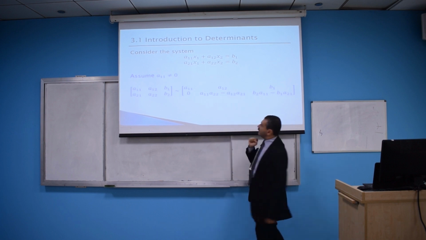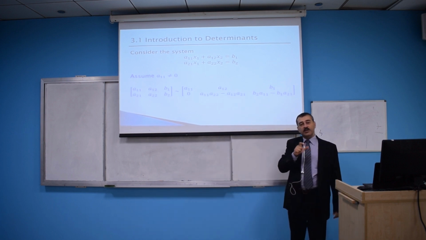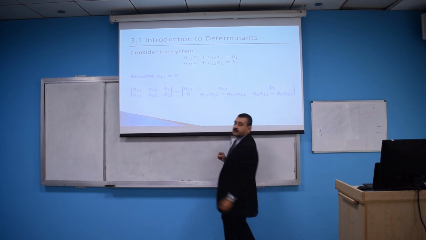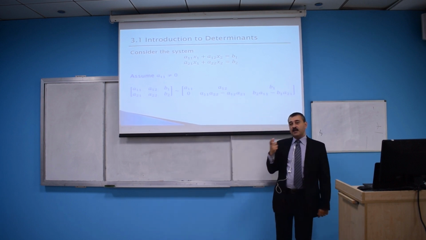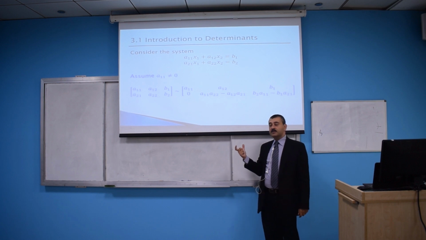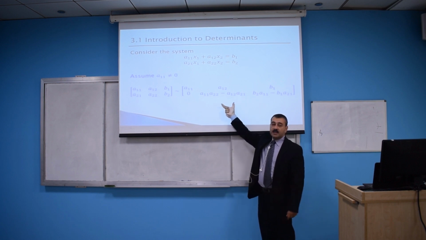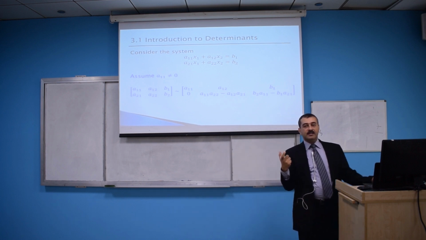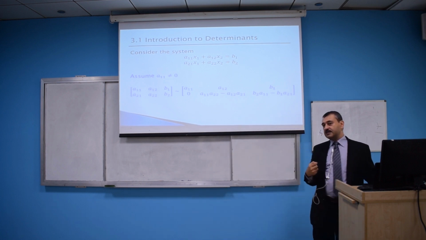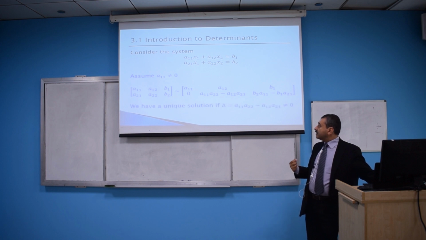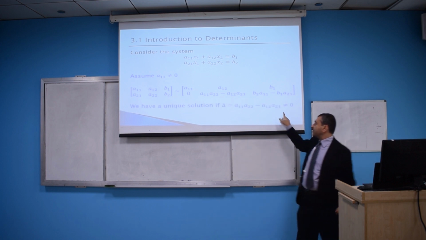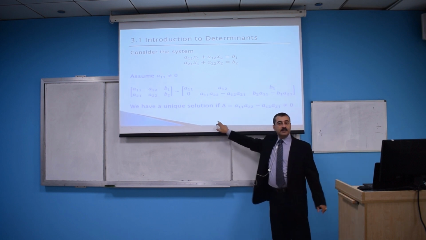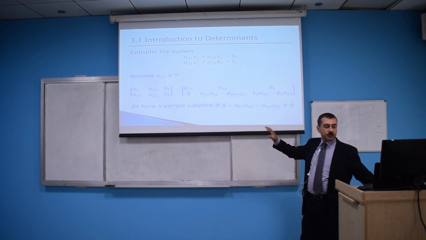According to this echelon form, you'll get a unique solution if this is not 0, right? And this would be my second pivot. So I'll take this and define it as the determinant of the matrix. So you will have a unique solution if this is not 0. Okay? This is for the 2 by 2 case.